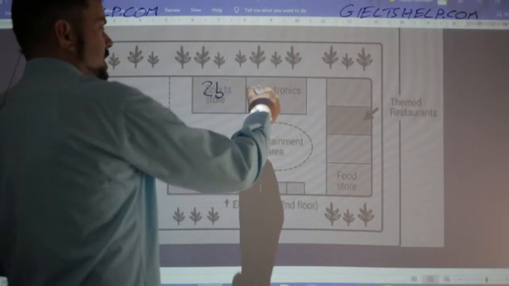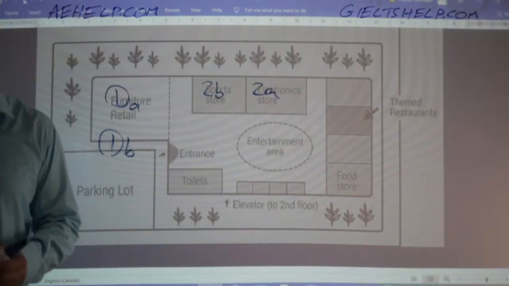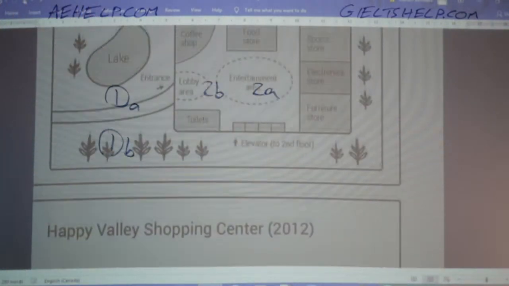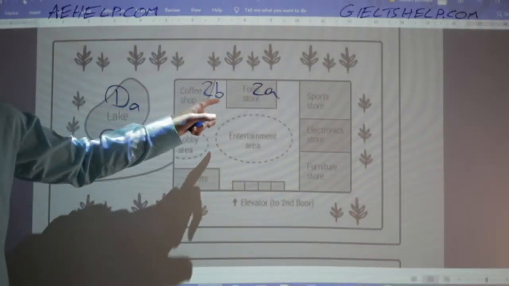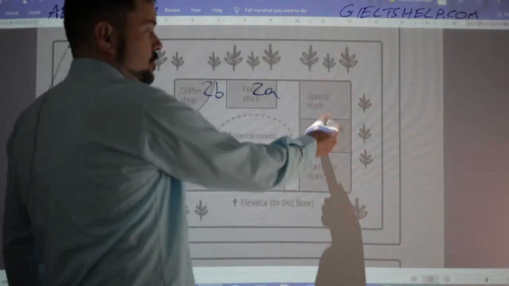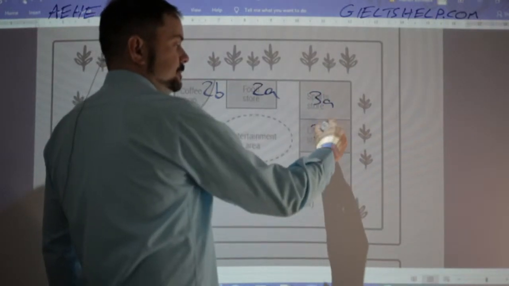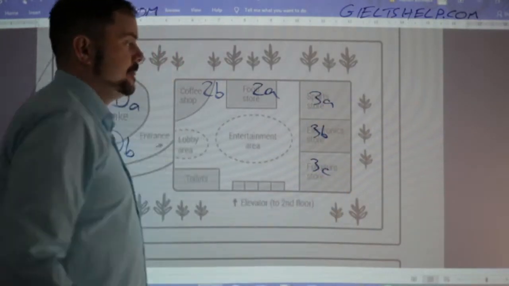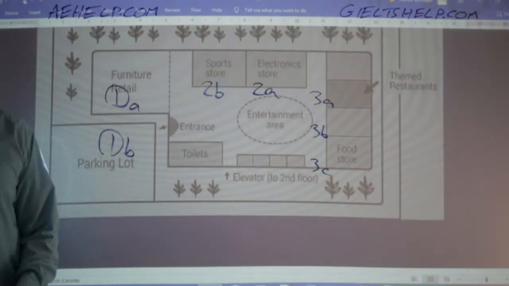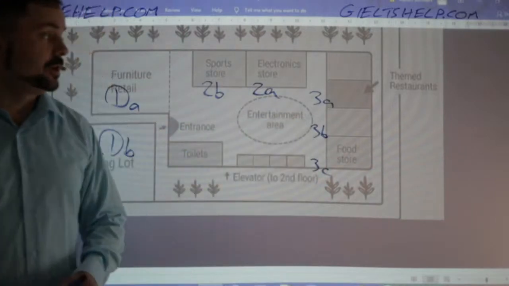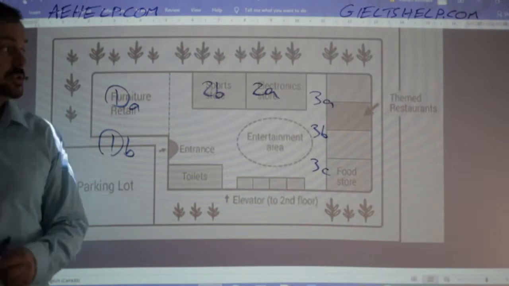And these replace the coffee shop and the food store. Okay. And then where the sports store, electronics store, and furniture store used to be, that becomes the themed restaurants and the food store. Okay, so those become the themed restaurants and the food store here.